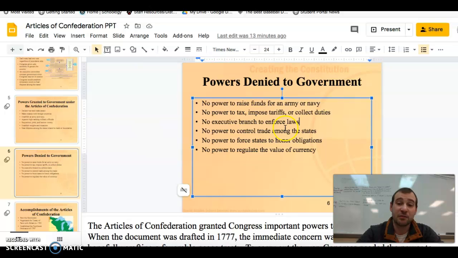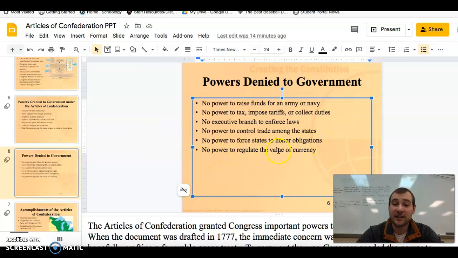There was no executive branch to enforce laws. They would just make the law, but they had no power to enforce it. It'd be kind of like if I just put speed limit signs up everywhere, but everyone knew there were no cops. Well, probably no one's going to follow the speed limit signs. So that's kind of what happened here. No power to control trade among the states. No power to force states to honor obligations.